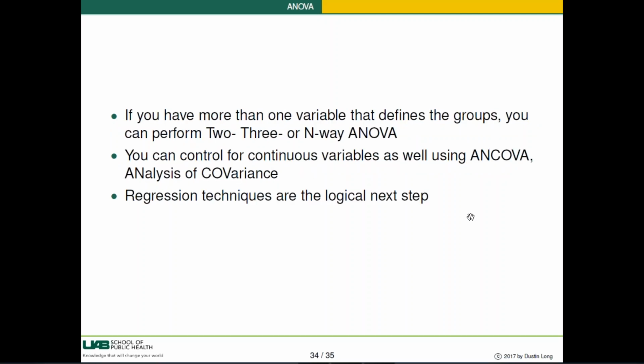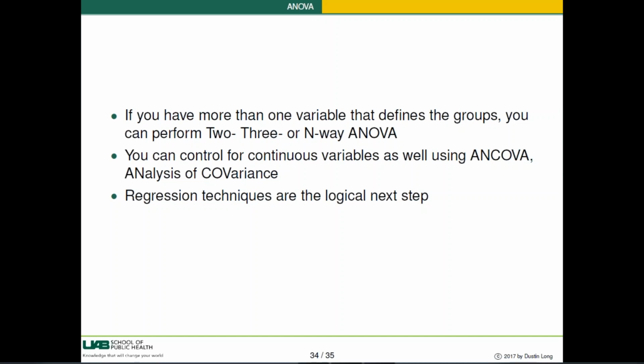If you have more than one variable that defines your groups, that's sometimes called a two-way or three-way ANOVA, meaning if I was looking at men and women, and then I was looking at race. And I thought, well, maybe there's something about what my outcome is that differs by race and it differs by sex. So that would be a two-way ANOVA, because I have two different variables defining my group. And the math kind of works the same way. It's just a much more complicated picture.